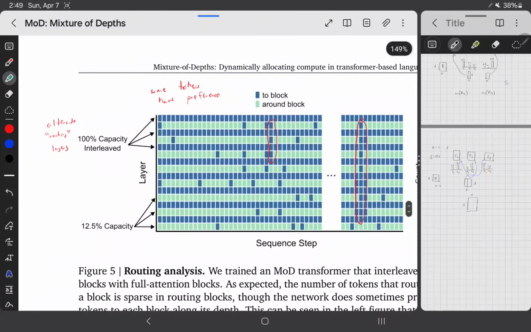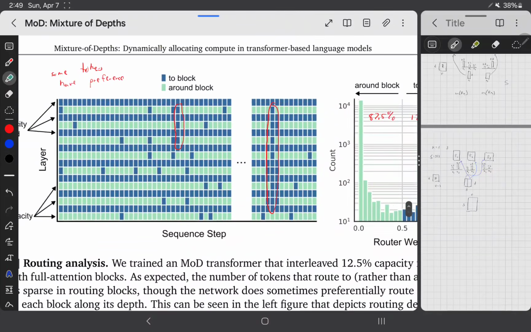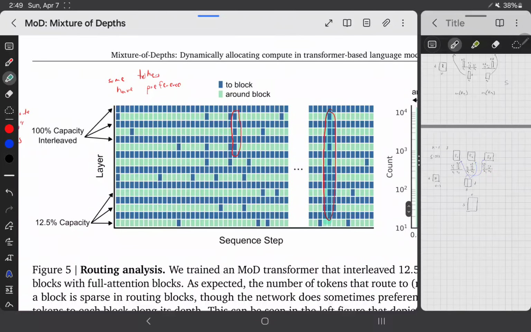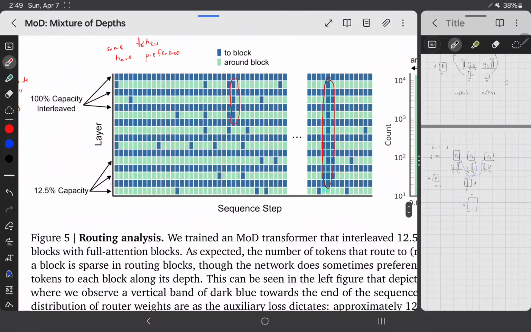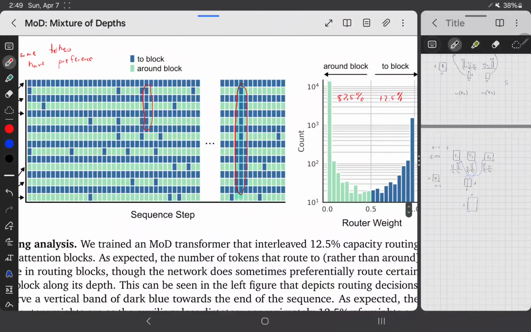Now, interesting, this is another way to look at it. As you would expect, some tokens are passed through a lot of layers. They're very important, while other tokens are passed through like no layers. And this is the alternating sequence. So this first layer here is 12.5% capacity. The second layer is full capacity, and then 12.5%, full, 12.5%, full, and so on. Yeah, so it acts as you would expect.